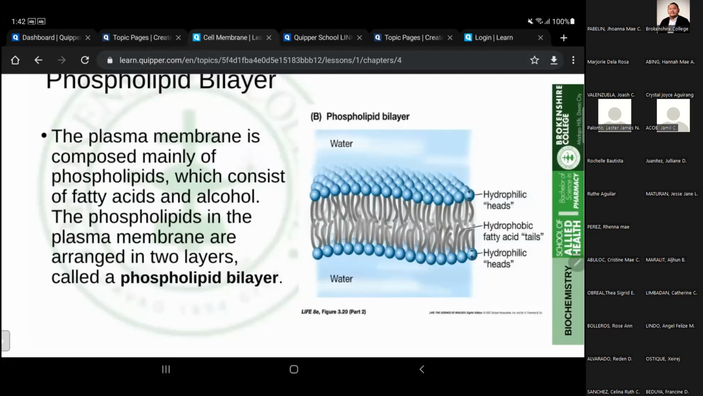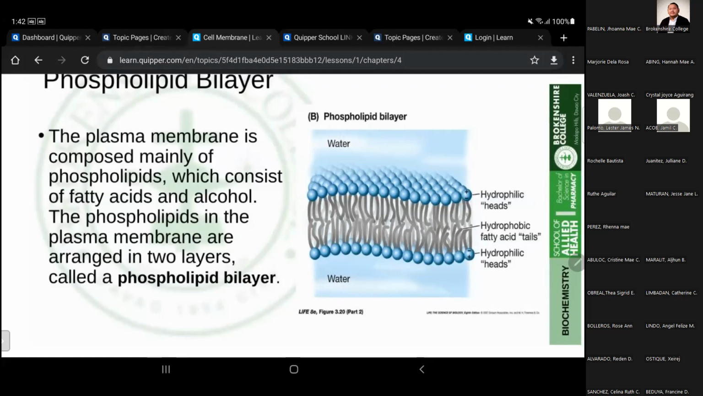And then also in the inside environment, as you can see here, di ba nakita niyo to? Water outside and water inside the cell. Do you get me? Kasi nga again, hydrophilic yung head, yung phosphorus. So they orient themselves towards the water soluble environment. And those hydrophobic, your fatty acids, orient themselves inside.